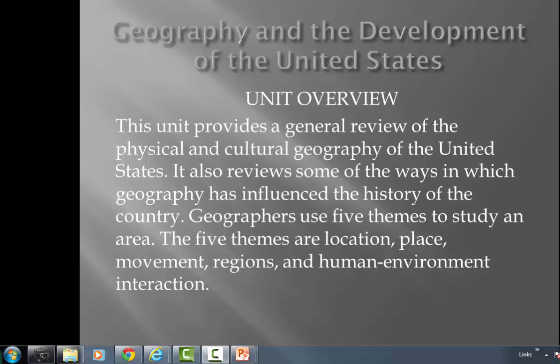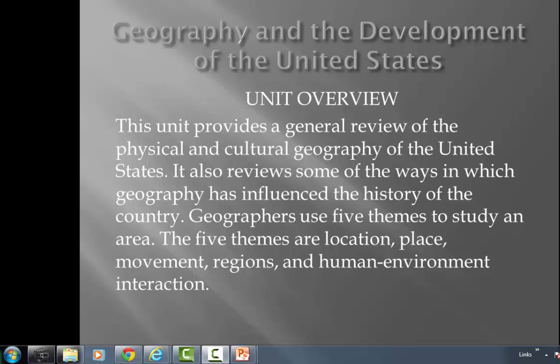Unit 1 is going to be a short one. It's simply about the geography and the development of the United States. So we'll go through a general unit overview for you, some key concepts, and we'll get into a formal lecture on the geography of the United States and how that influences the history that you are about to learn.